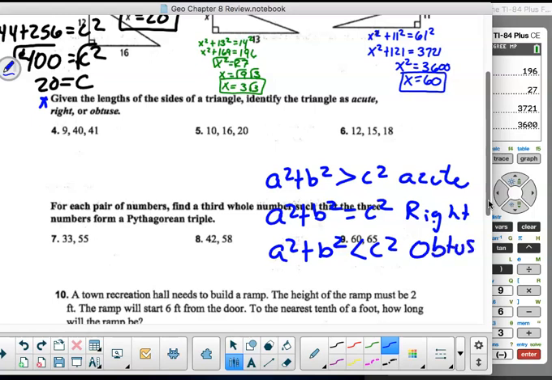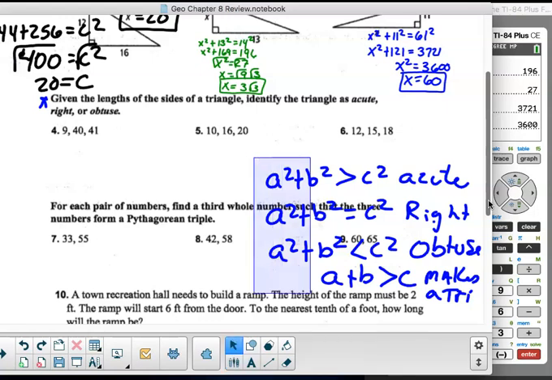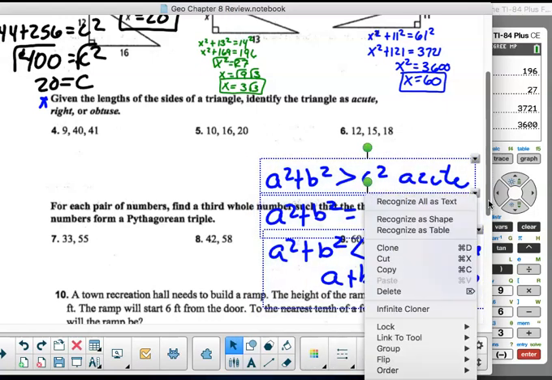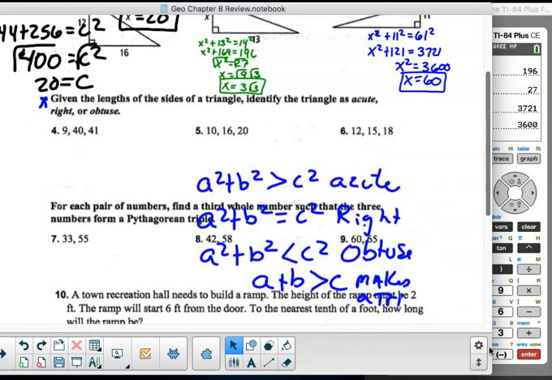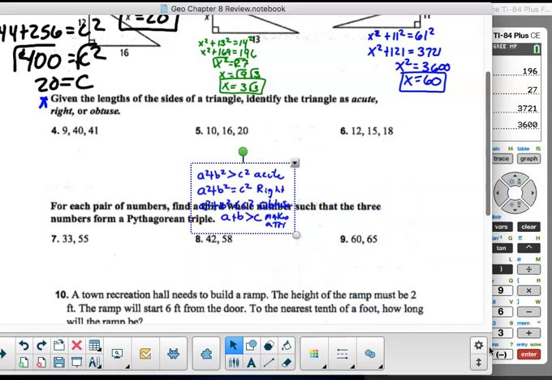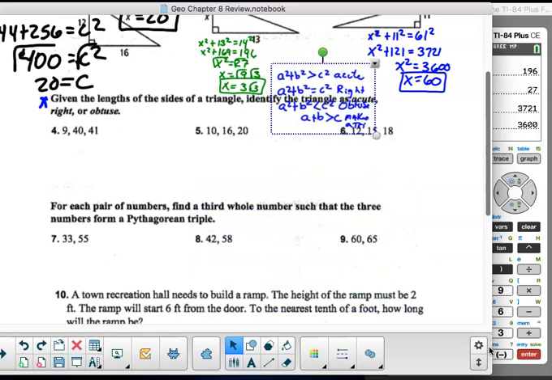But if it comes out as obtuse, does a plus b, is that greater than c? Notice, this makes a triangle. Okay, so I've got to check though. Those are the rules I'm running through. So if you don't have them in your note card, make sure you get them. I'm going to group those. Okay, pull that over. Those are the rules I'm following here.